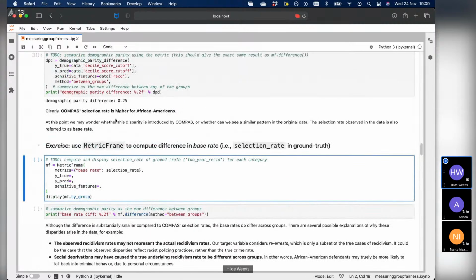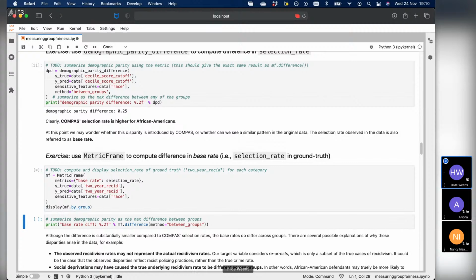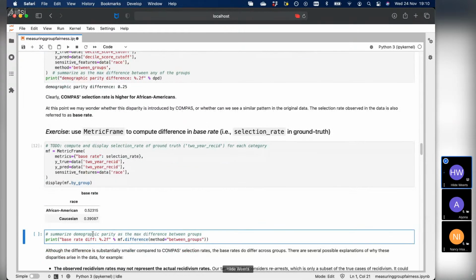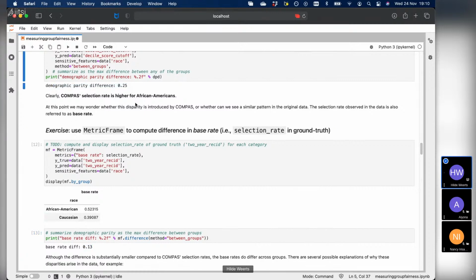So we can do the exact same thing here, but then rather than considering the decile scores cutoff, we're going to compute the selection rate for the actual recidivism prediction. So that's whether somebody will get rearrested or not. And here again, of course, we're going to put in race. And again, we can summarize this by computing the difference. And we can see here that there is still a difference between African Americans and Caucasians in terms of selection rate, but it is much smaller compared to what is happening in the Compass scores.